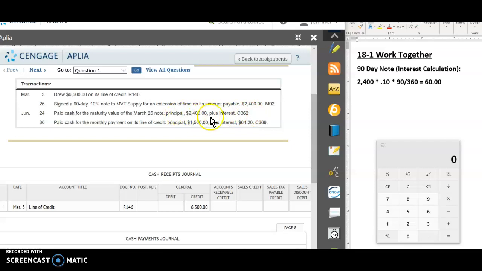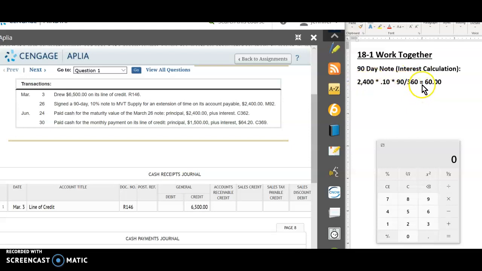They didn't tell us what the interest was. We have to calculate that. So over here I've got an explanation of how we figure out our interest. You take how much you borrow, $2,400, times the interest rate, so 10%, 0.10, times however long your loan is. So in our case it was a 90-day loan, divided by 360. Now 360 is your number of days in the year. And I know we really have 365, but for banking purposes, for our textbook purposes, we're calculating it over 360.